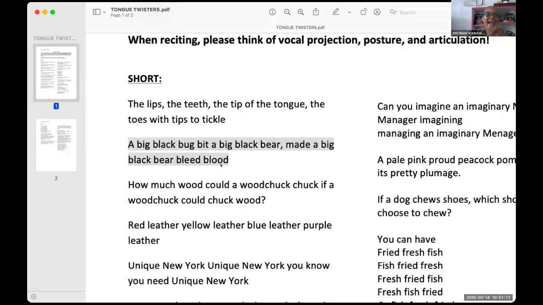A big black bug bit a black bear, made a big black bear bleed blood. Good. Awesome. I'm done. Thank you so much.